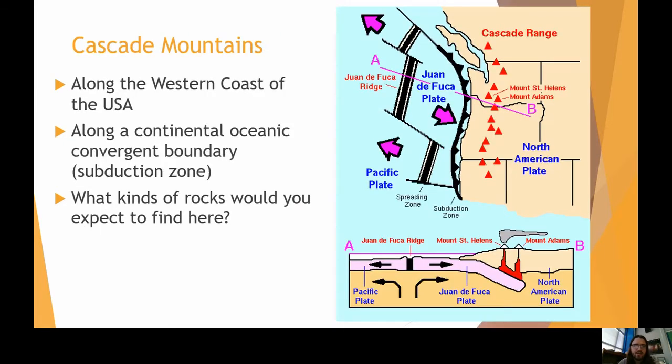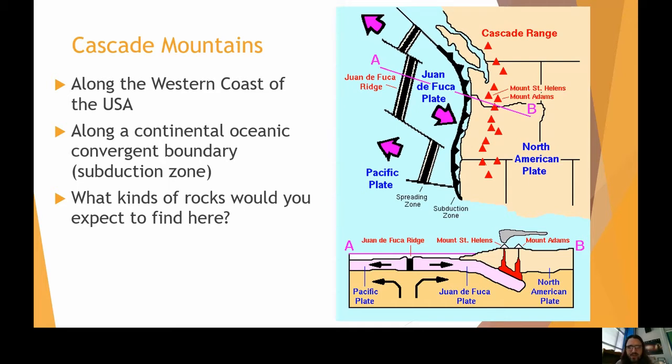All right, our next location is going to be the Cascade Mountains. The Cascade Mountains stretch from Northern California all the way up to Canada through Oregon and Washington as well. These mountains have lots and lots of volcanoes, and that is because this is a subduction zone. So what that means is that an ocean plate is subducting underneath a continent, the United States, and in the process, that ocean plate is melting and melting part of the continent.